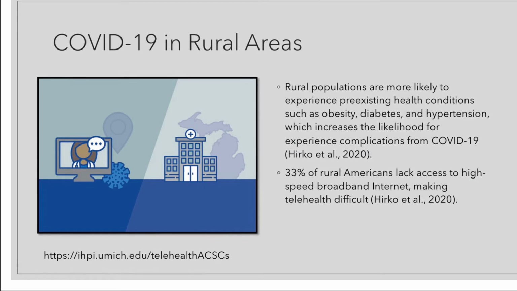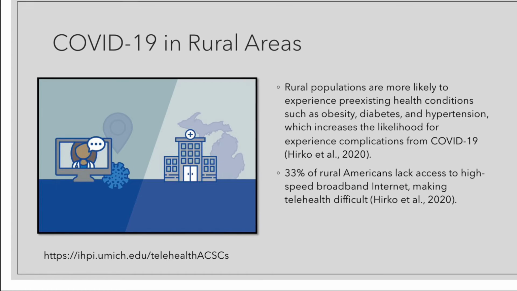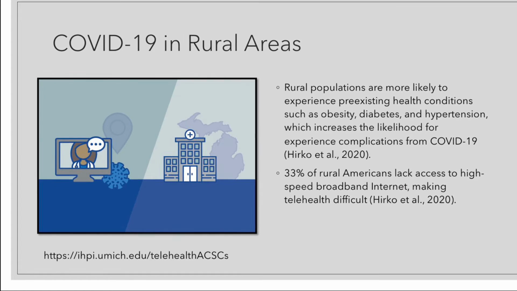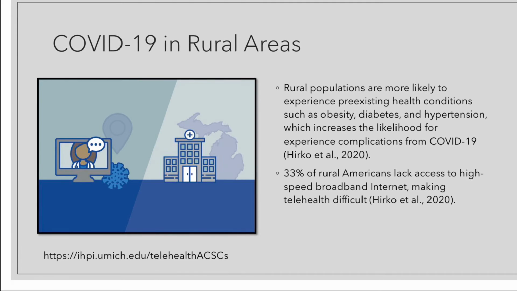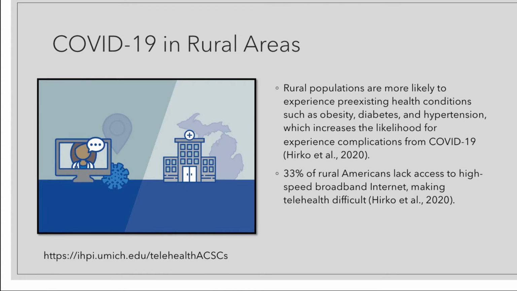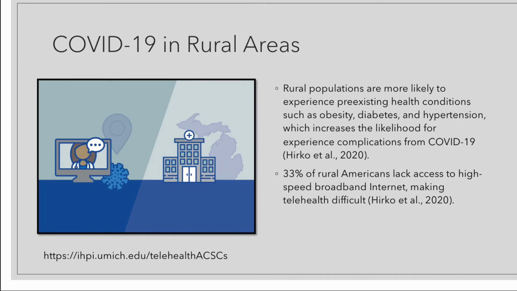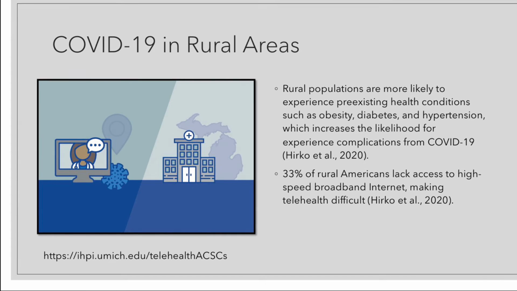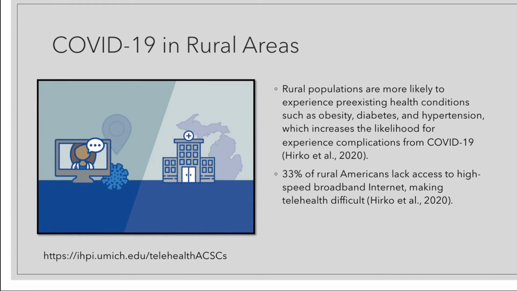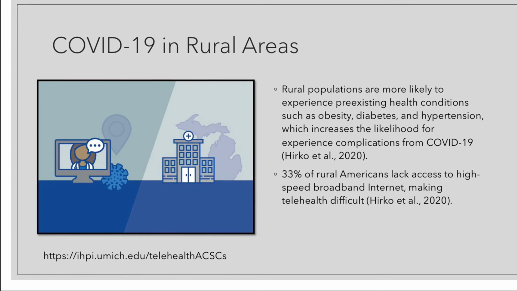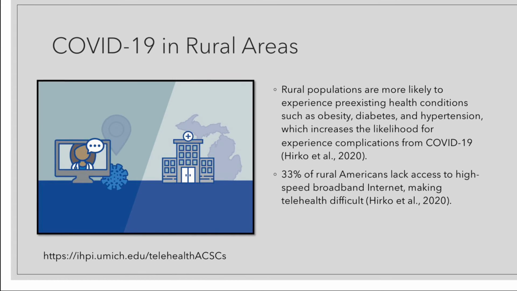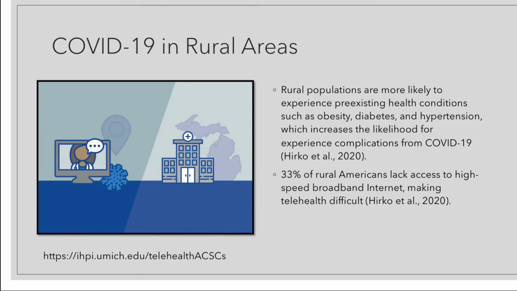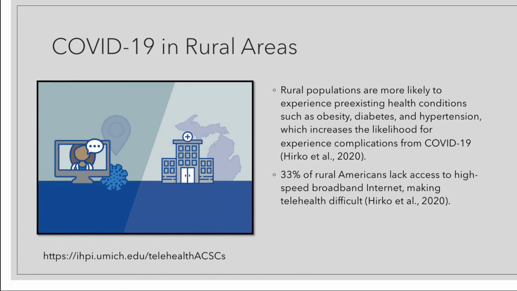Now let's discuss how COVID-19 affected rural areas. Rural populations are more likely to experience pre-existing health conditions such as obesity, diabetes, and hypertension. This increases the likelihood to experience complications from COVID-19. 33% of rural Americans lack access to high-speed broadband internet, making telehealth difficult, which became very popular during the COVID-19 pandemic.